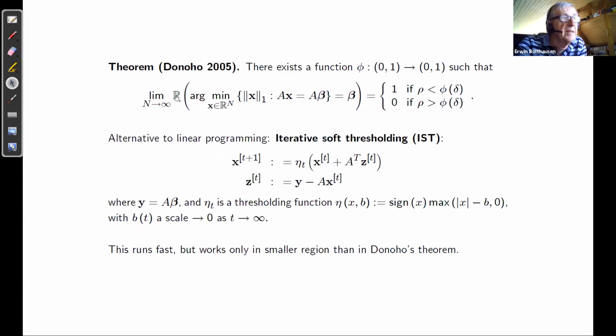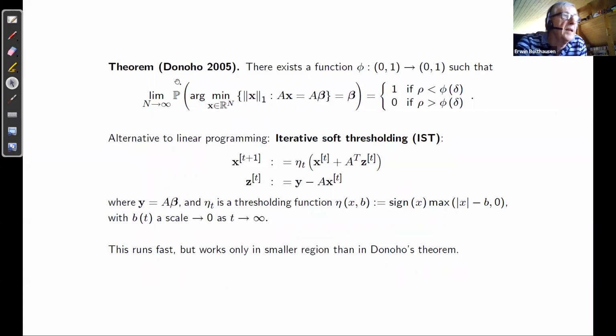This probability refers to the randomly chosen A and randomly chosen beta. So this probability, as n goes to infinity, that you correctly identify beta goes to 1 if rho is small enough. You remember rho was a parameter governing the number of components of beta which are different from 0. And if the number of places where it is different from 0 is too big, then you cannot identify it.